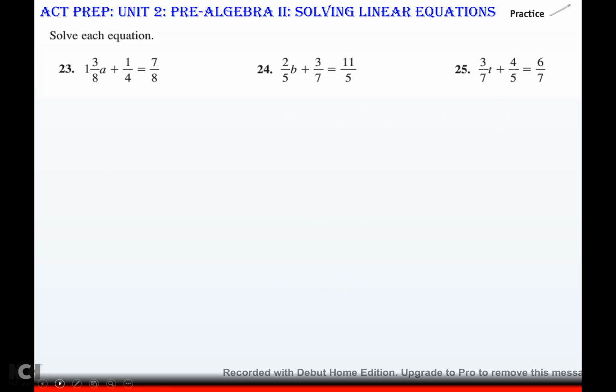Alright, again, I hate mixed numbers, so I'm going to go 1 times 8 is 8, plus 3 is 11 over 8. 11/8 a plus 1/4 equals 7/8. Now, you've got more than one fraction here. On the other problems, only one fraction was involved. On this, we've got 3 fractions, 2 8s, and a 4. All you got to do is take the numbers and multiply them together, but you don't need both 8s. The denominators are 8s and 4s. So what I'm going to multiply through by is 8 times 4, which is 32.